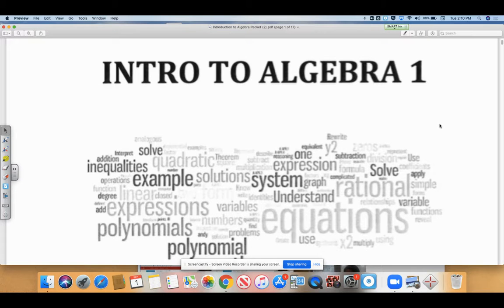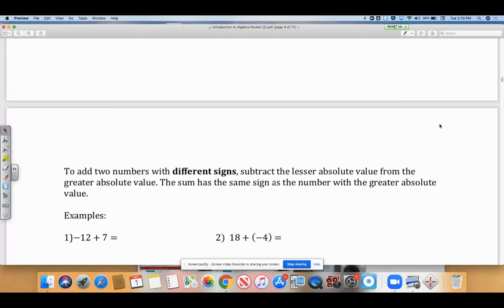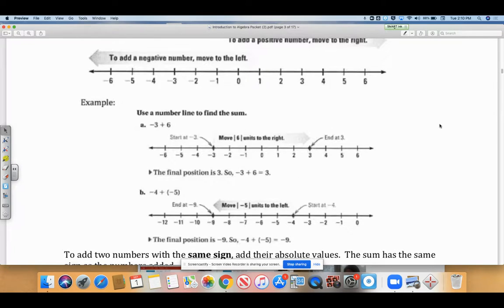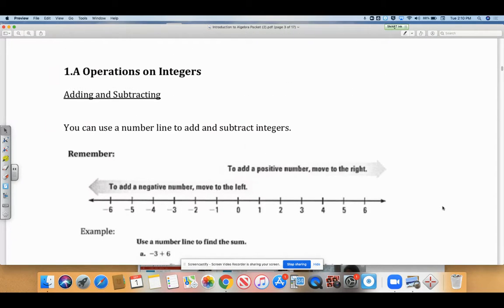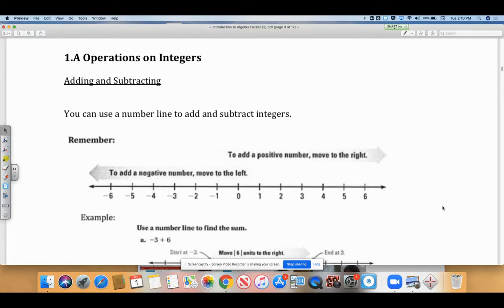All right, welcome to our first lesson of the year. So, Intro to Algebra 1. Let's start with adding and subtracting integers in our operations on integers section. We can use a number line to add and subtract integers.